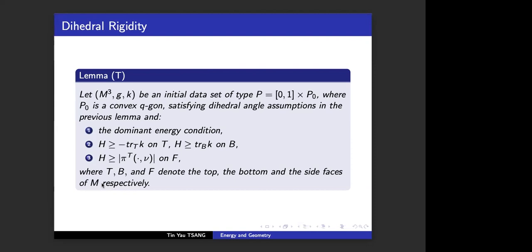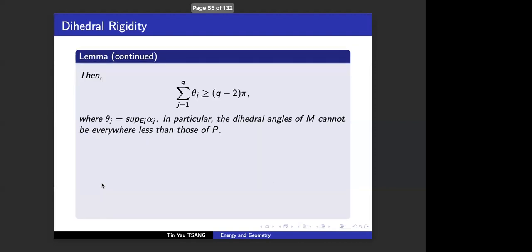But on the side faces, we have to assume that the mean curvature is greater than the norm of pi evaluating nu for the tangential parts only. Again, pi is the conjugate momentum. But it's very important. We will see why they show up. Because at this moment, you may say, well, it is so artificial. But in the later part of the talk, we will see they are actually very natural.